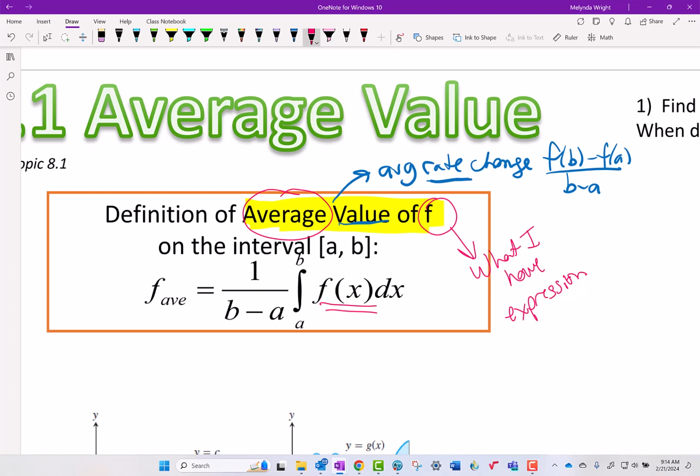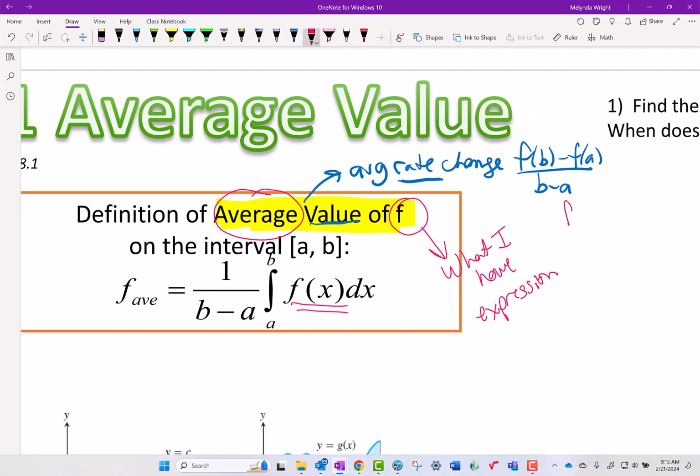If this f stands for the rate of change of the radius, and I want to know the average rate of change of the radius, then I'm going to use this formula, not the rate of change. If I have f and I want the average rate of change of f, that's when I use this one. The average rate of change of f, I use that one.